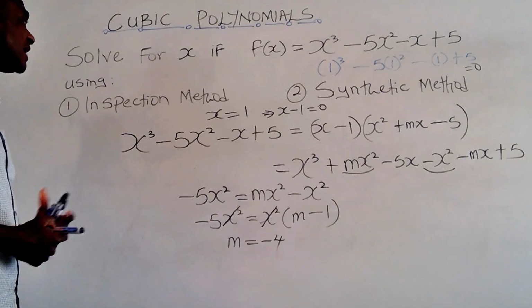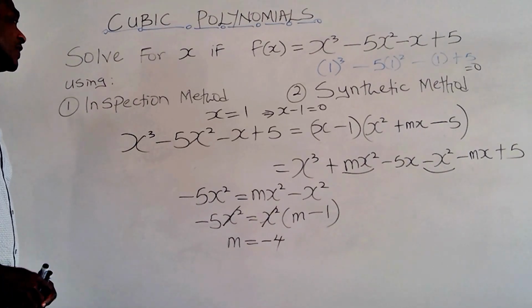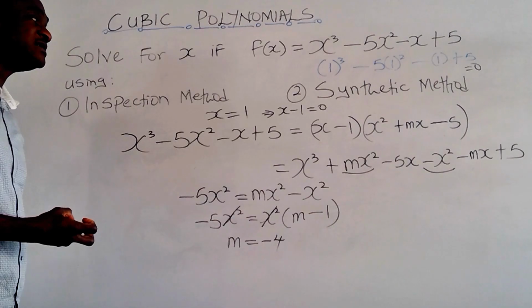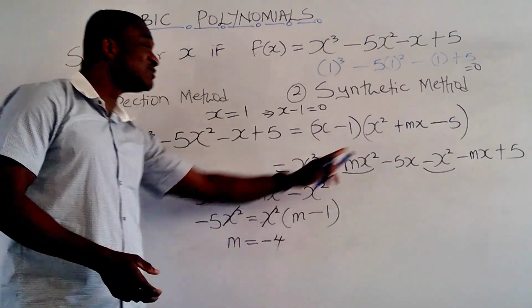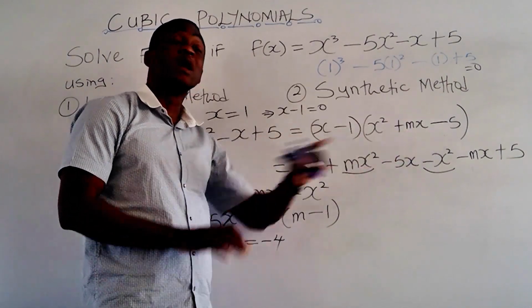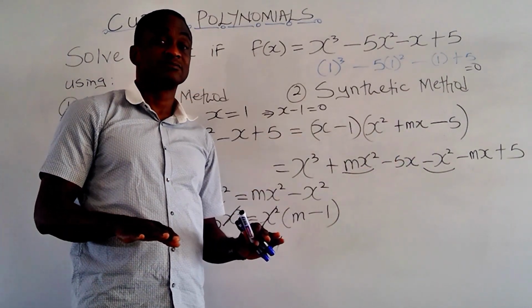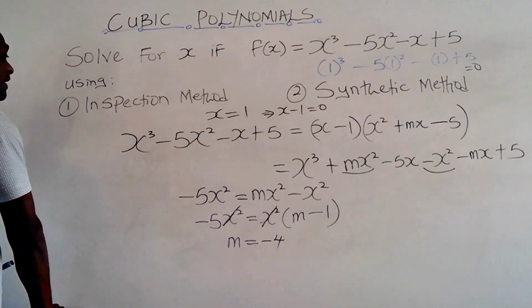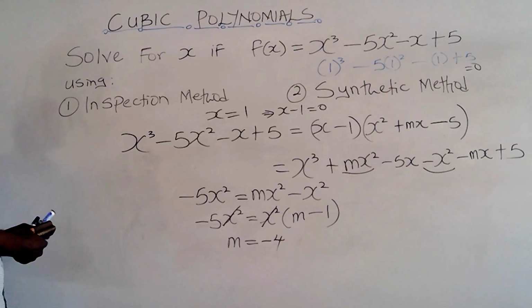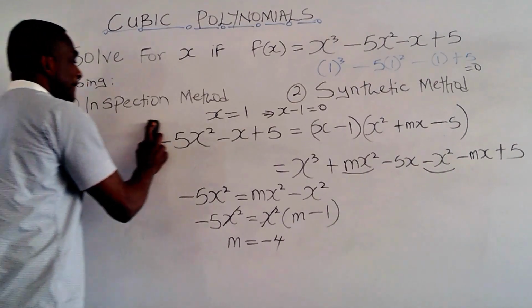Now, remember I said we should solve for x. They didn't ask us to factorize. If we were just factorizing, we would just plug in n as negative 4 and we are done. But we need to solve. So let's go back and plug in our n and finish the work.